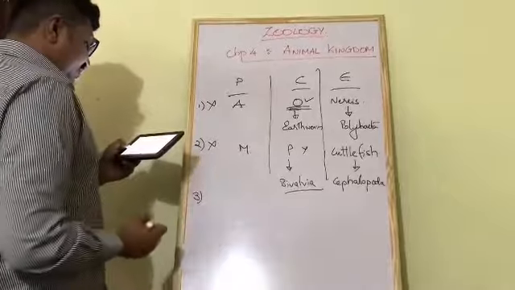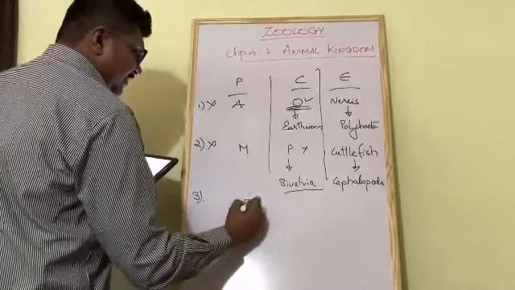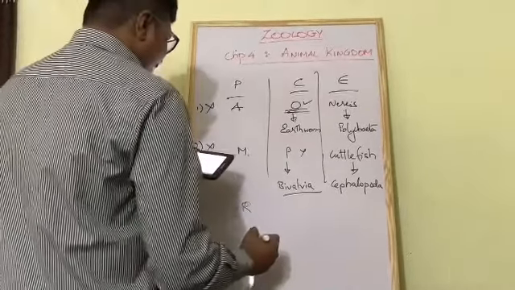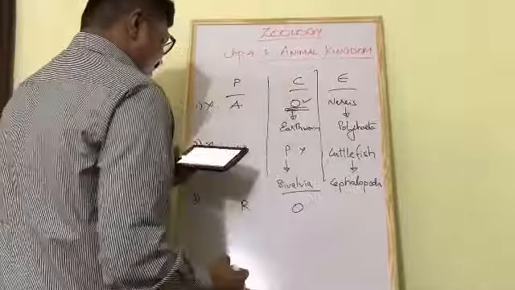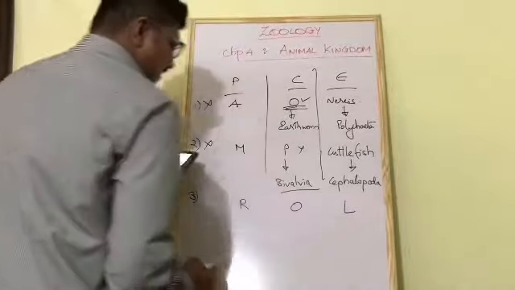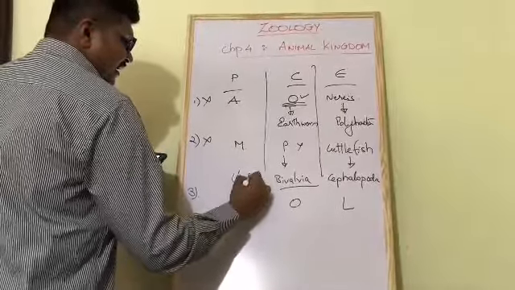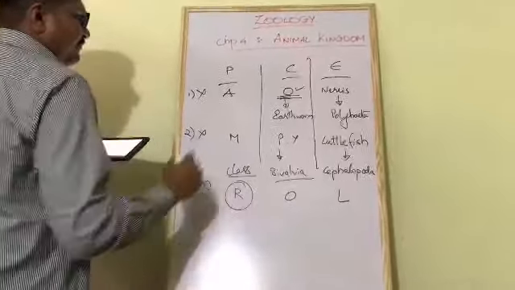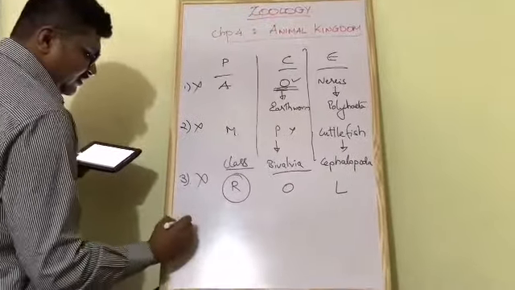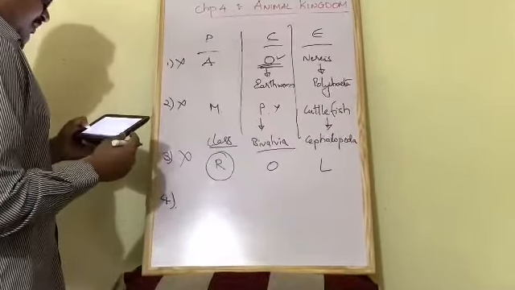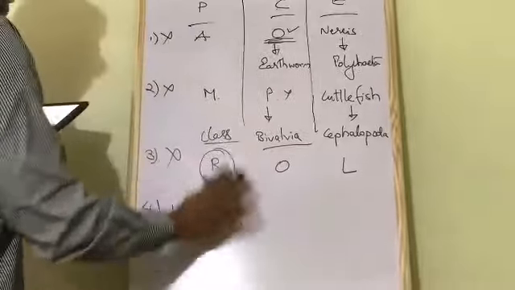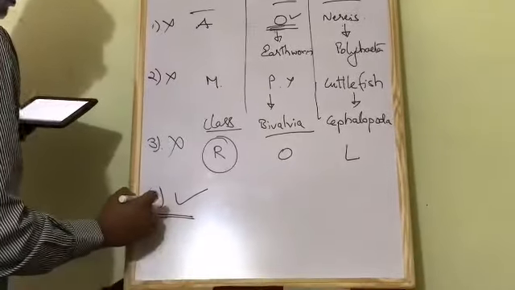Next we go for option number 3. Option number 3 says Reptilia, and in Reptilia Ophidia, and example is lizard. Now first of all, Reptilia is a class and it is not a phylum. So option number 3 is also ruled out. Next comes option number 4. Nothing is remaining, only option number 4. So option number 4 is correct.